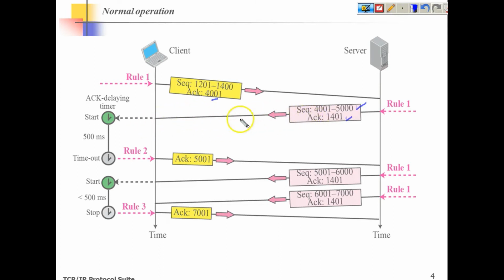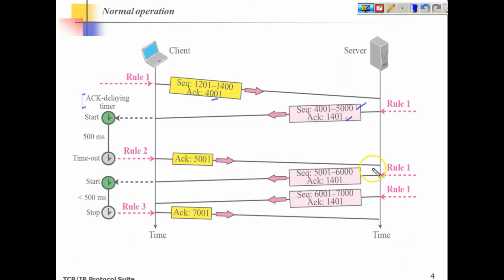Now there is also always an acknowledgement timer that keeps track of how much time has passed, because as per rule 2, there is no need to immediately acknowledge but it has to wait for 500 milliseconds. So when this packet reaches this side, the acknowledgement timer will start and wait for 500 milliseconds, and after 500 milliseconds this is to be acknowledged.